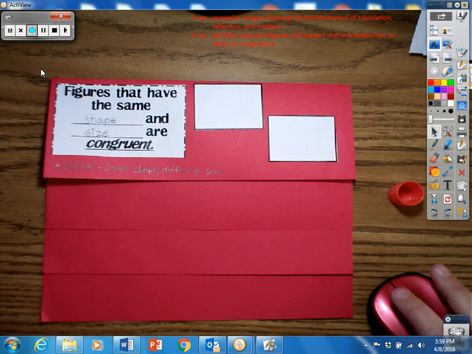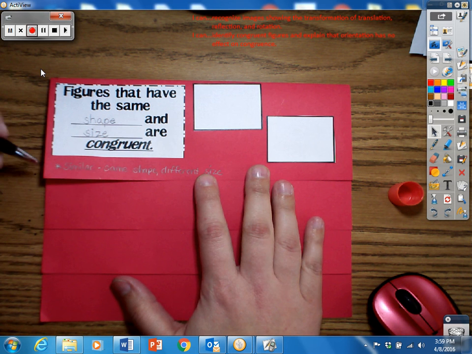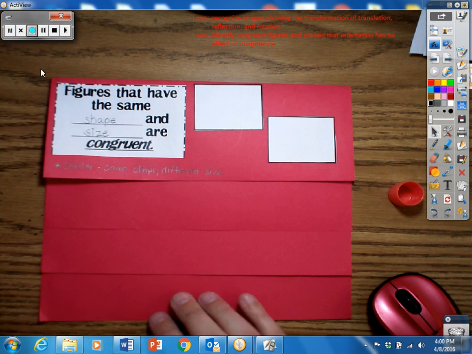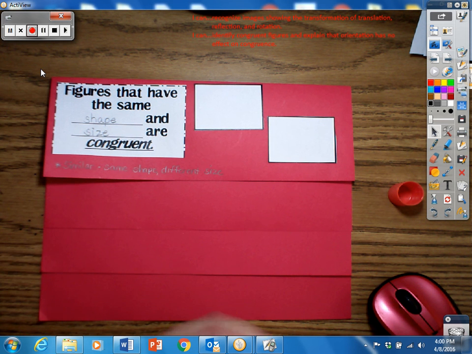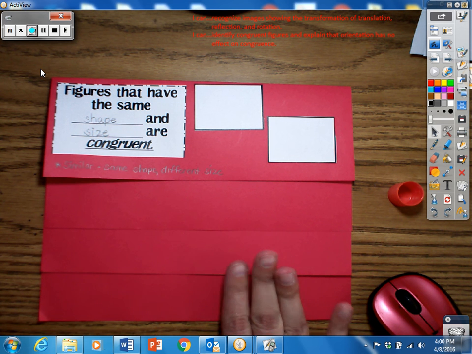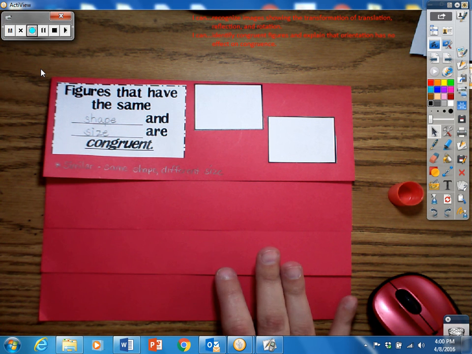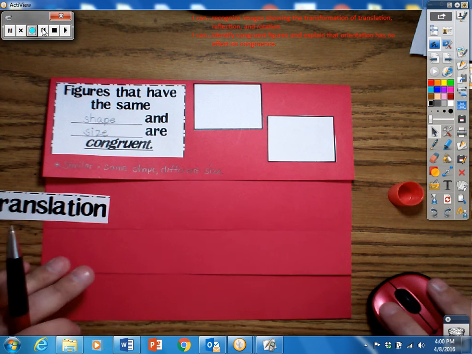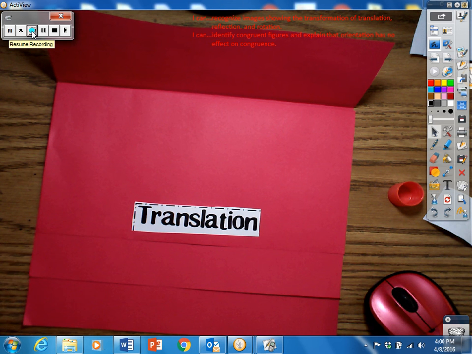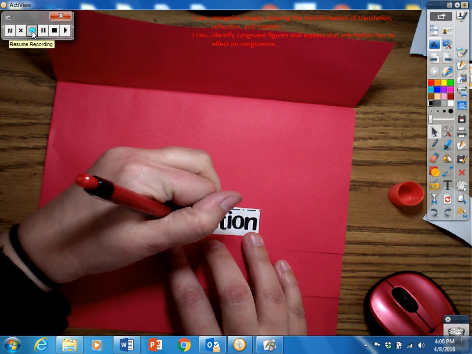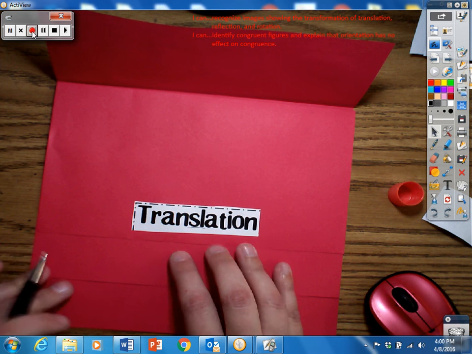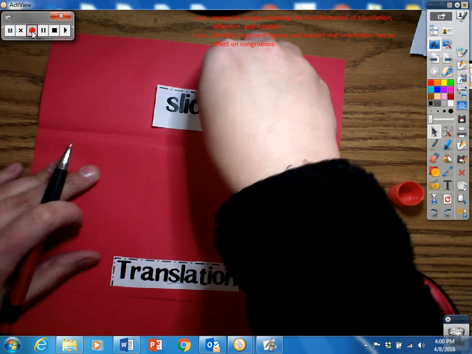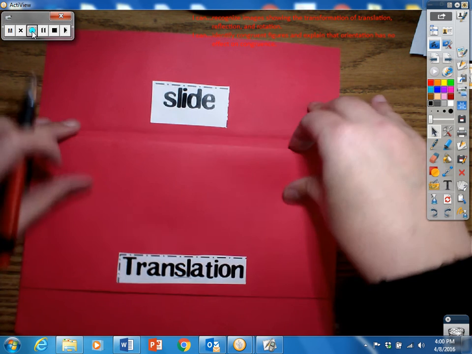Now that we have completed the congruency portion of our foldable, we are going to start with the transformation portion. Now, transformations are the way that these congruent shapes can move along a plane. So we're going to start with the word translation. So find the word translation and glue it right here on your first flap. A translation has the letters SL in the middle of the word, and I underlined them for you. A translation is a slide. So we are going to glue the word slide to the top flap.